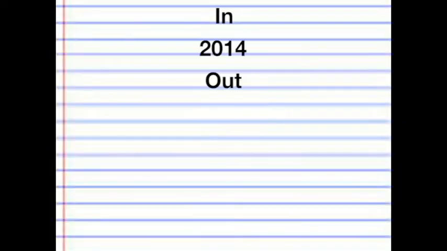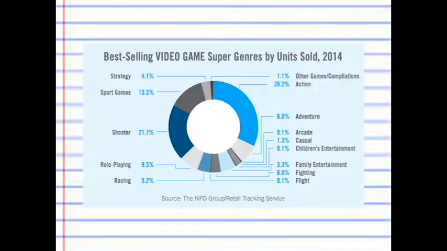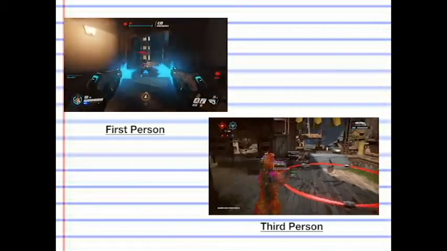In 2014, out of all of what's known as the super genres, 6% of that were adventure games. In a day and age where the game market is drowning in shooters, whether it's first or third person, adventure games aren't doing as well as they once were.